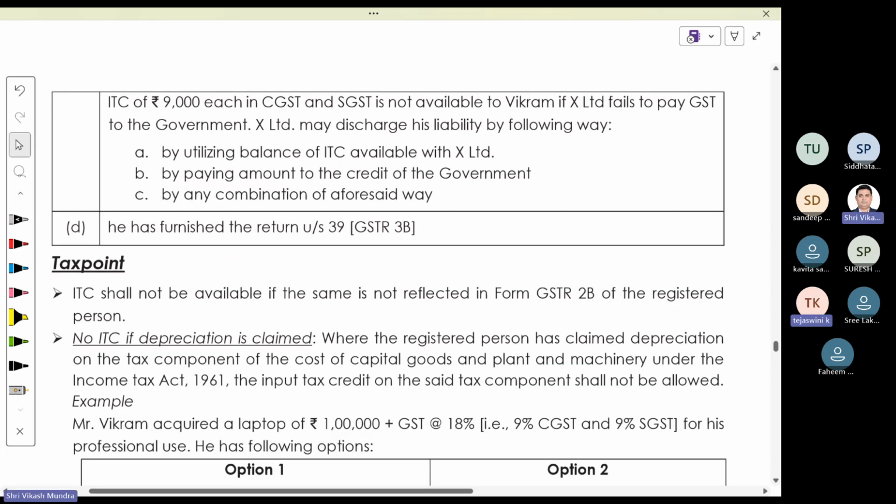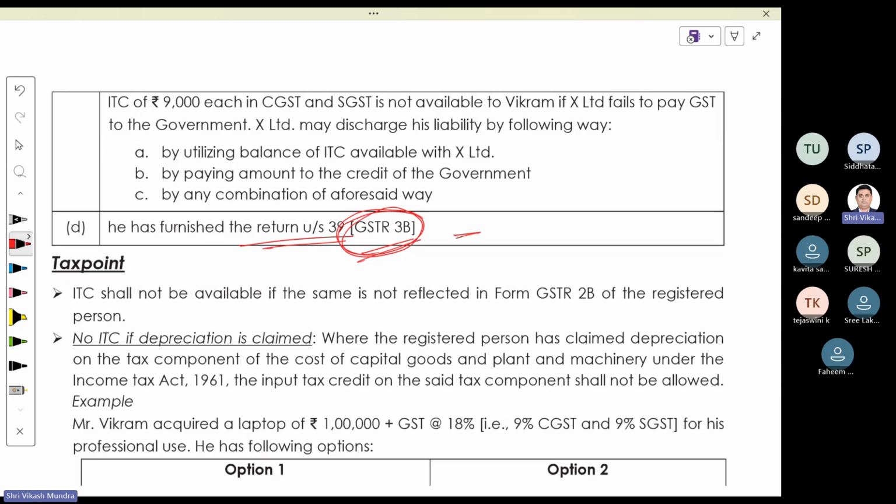And Mr. Sandeep is supposed to furnish a return under section 39, that is called GSTR 3B. That is the return where we are supposed to claim ITC. We already discussed, unless and until we claim it, the government will not allow ITC to us. Unless and until we claim ITC in GSTR 3B, the government will not grant any ITC to us.